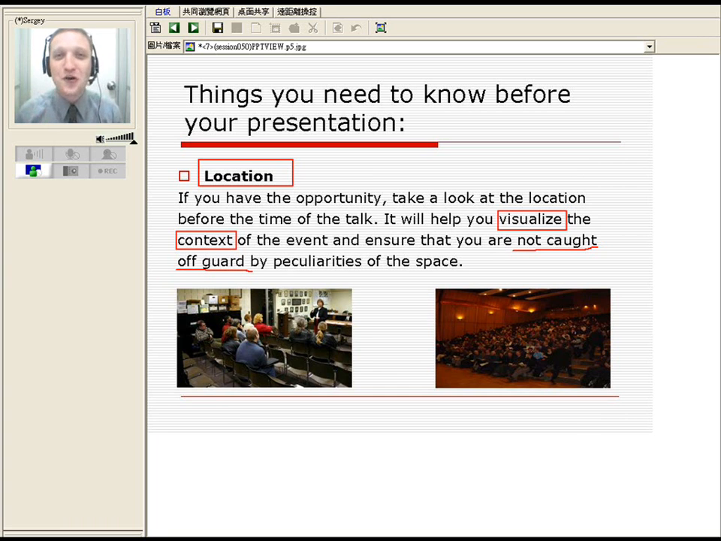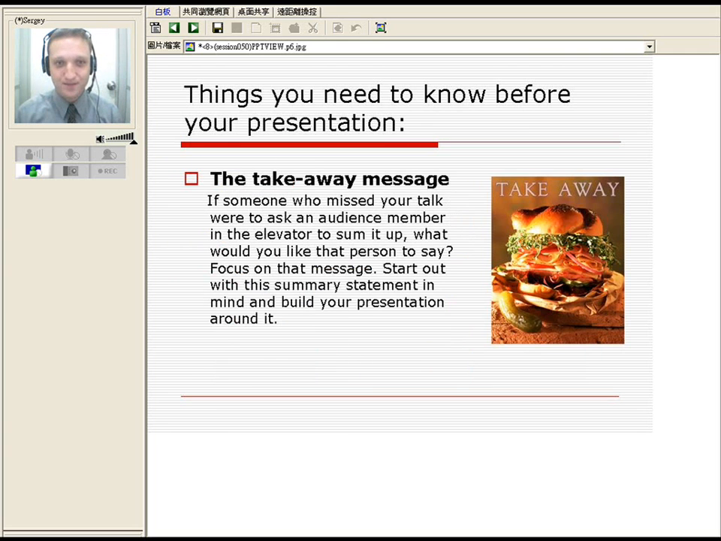That expression means that you are not going to be surprised in a bad way when you go to the place of your presentation and you see so many people. So location is 地点，你要讲话的地点, right? Okay, it's a place where you are going to talk at. So not to be caught off guard means not to be surprised in a bad way. Location. Now, let's take a look at the next step.